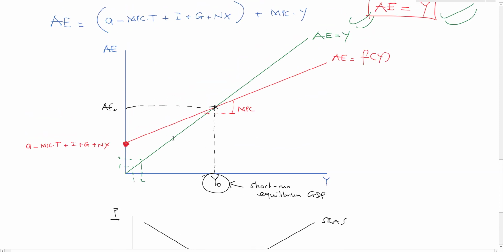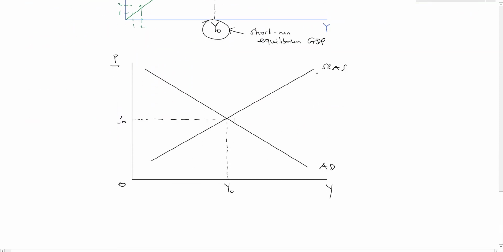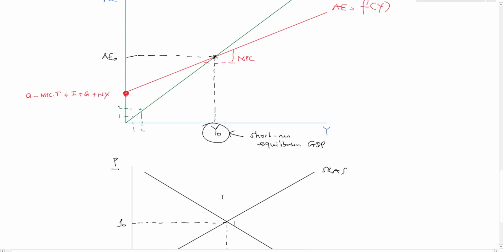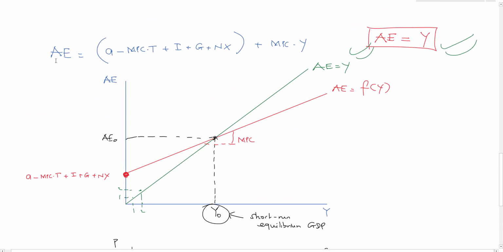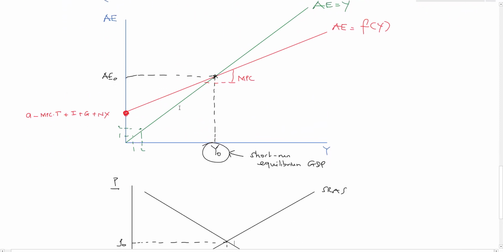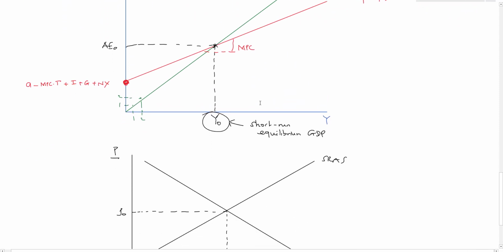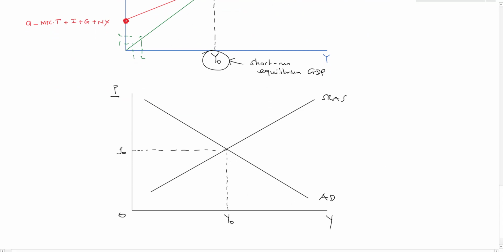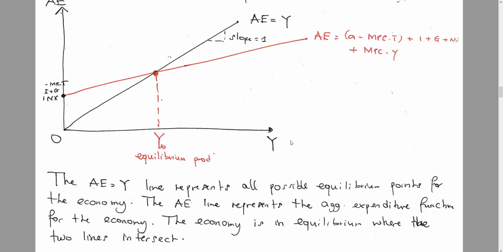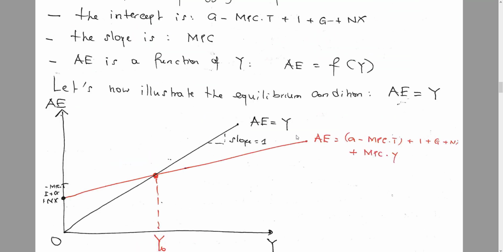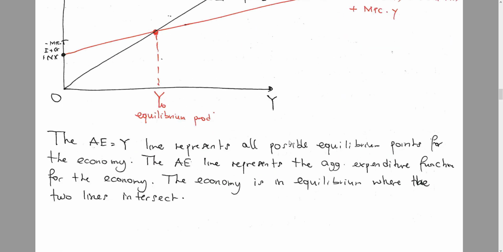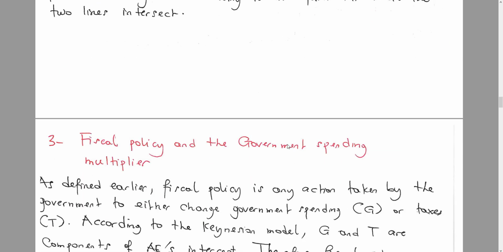But in this model, we obtain Y by looking at the aggregate expenditure function. We don't use aggregate demand or short-run aggregate supply to find Y. We use the aggregate expenditure only. But again, I just wanted you to know that they are equivalent. So there's really no difference. Okay, so now that this has been established, let's move to the third part of this chapter.